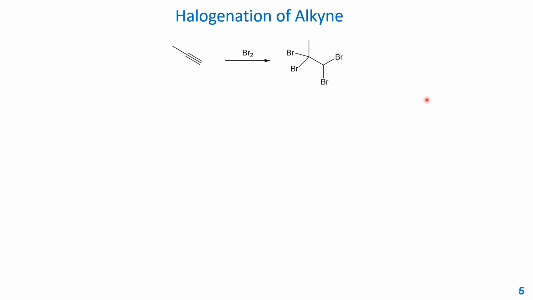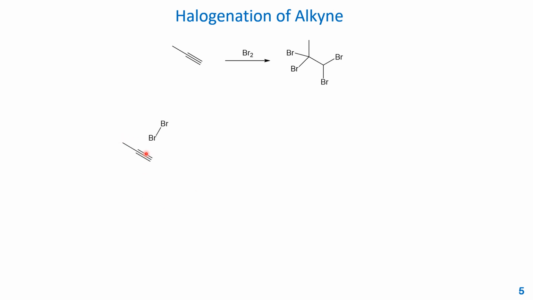Okay, halogenation of alkyne will produce a different product. You can see this reaction. This is the propyne reacting with the bromine molecule, and the product will be tetrabromide. Okay, so it's a saturated alkyl halide. And let's look at the arrow pushing mechanism here.